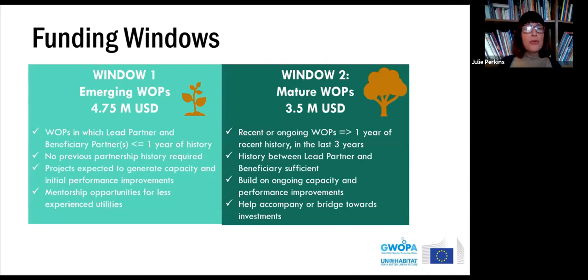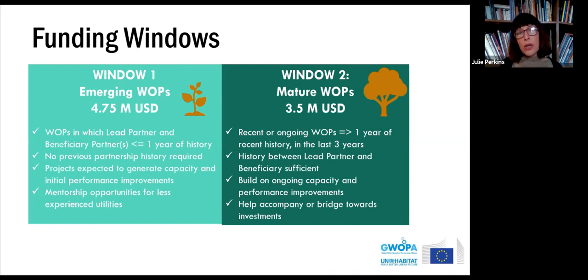As I mentioned, there are two funding windows. They're very similar. They differ not very much. They differ only in the extent of maturity and the age of the partnership. Window one is for emerging WOPs, which have less than 1 year of partnership history. And no previous partnership history is required. It's not just that you have to have between 0 and 1, you don't have to have any. And these are meant to be more initial WOP projects, and the expected results are understood to be a little lesser than what we might see from the others.